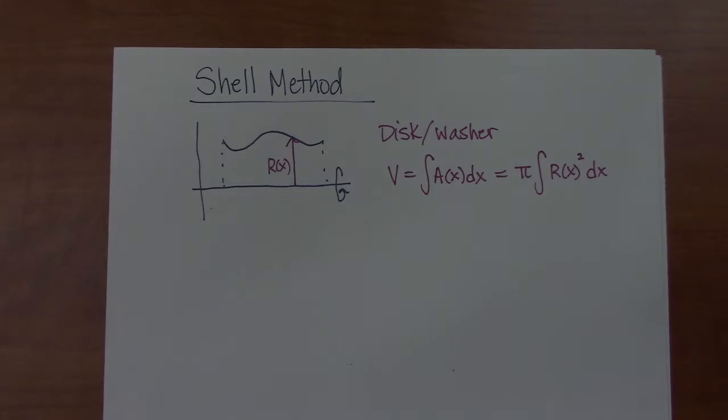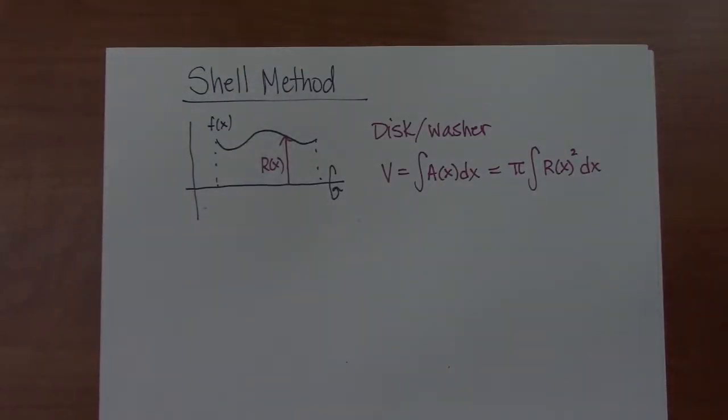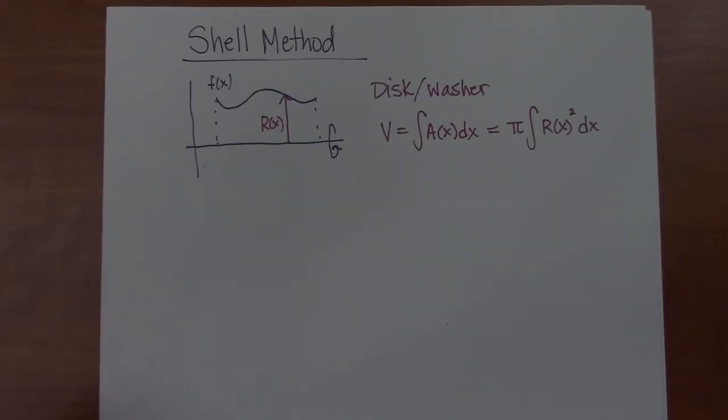So that's why you write the radius as a function of x. For this particular picture that I drew, the radius is always going to be equal to the function we drew, because that's what you measure from the x-axis up to the function. That's just the height of the function. Shell method is a little different. In shell method, this profile I drew, shell method wouldn't work.